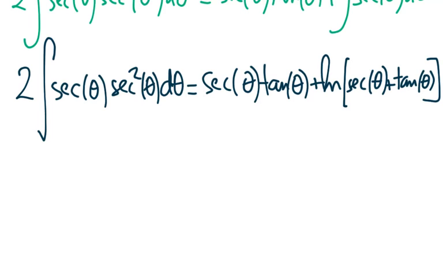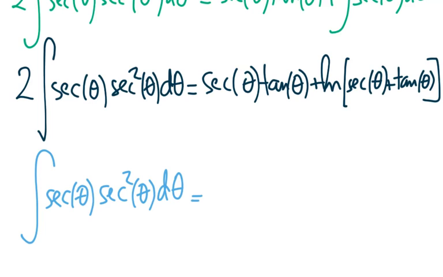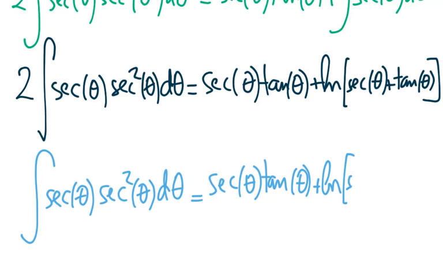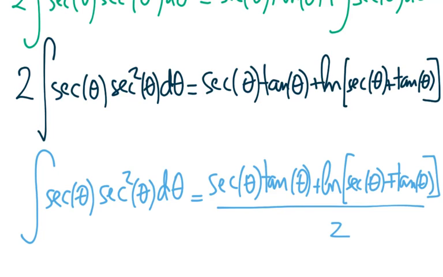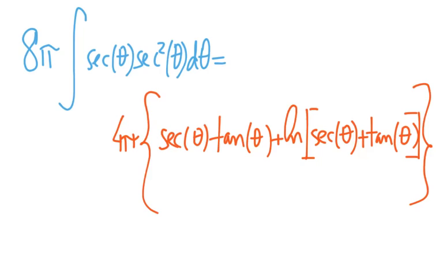Okay? So the integral that we were looking for, the integral of secant theta, secant squared theta, d theta, will be secant theta tangent theta plus log of secant theta plus tangent theta, everything over 2. Okay. When I simplify the 8 pi, I get 4 pi.